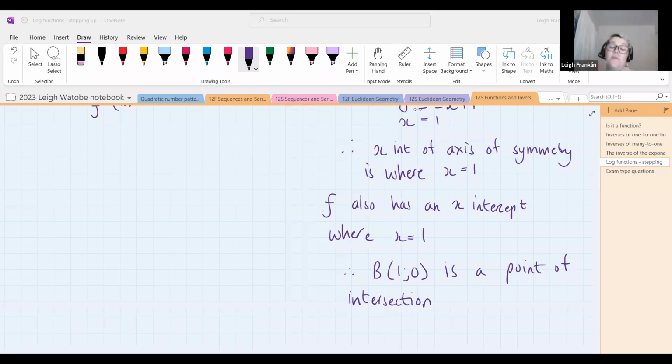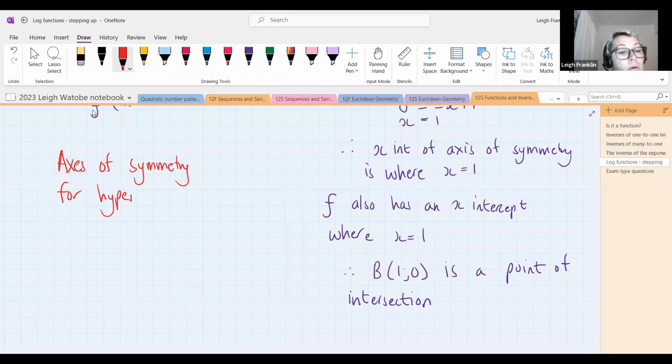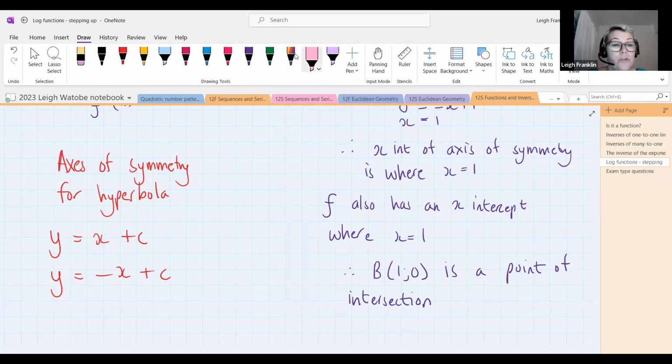Okay, so see how that's something that you need to learn. When we are talking about axes of symmetry for hyperbolas, the one with the positive gradient is the line y equals x plus c. The one with the negative gradient is the line y equals minus x plus c. And then it's your job to work out what the value of c is. Okay, so that's something that you got to learn. You did that in grade 11.